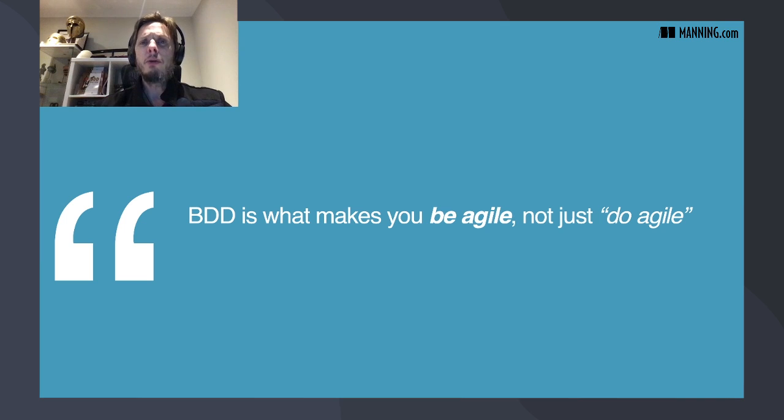When it's used properly, I've found it really channels teams and forces them to be agile. One product owner I was working with described it as what makes you be agile, not just do agile. So it does have some very spectacular results. What we're going to be talking about today is a technique that we use in behavior driven development called feature mapping. But before we look at feature mapping, we need to understand what behavior driven development is in a little bit more detail.